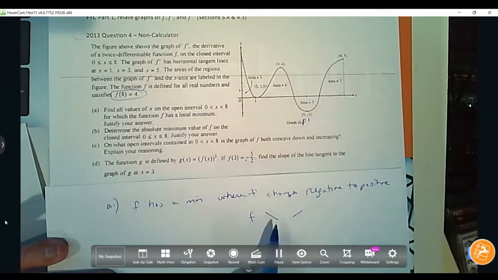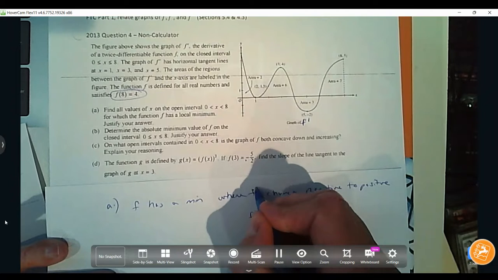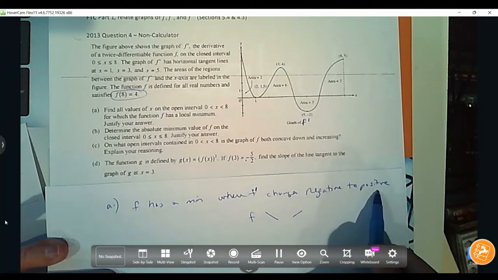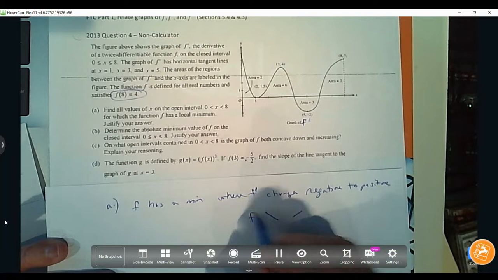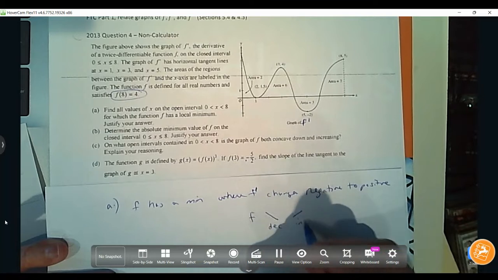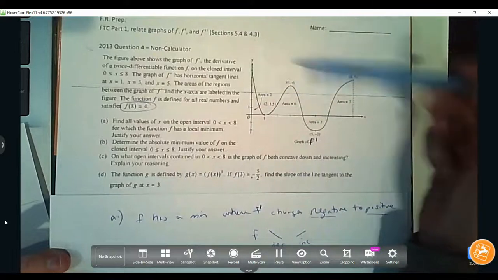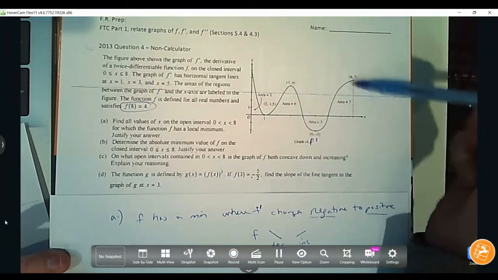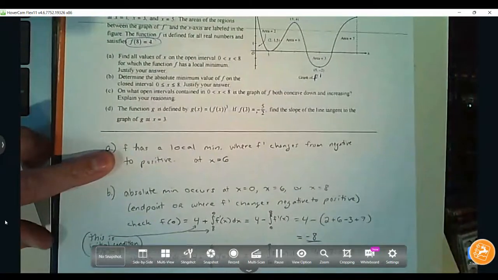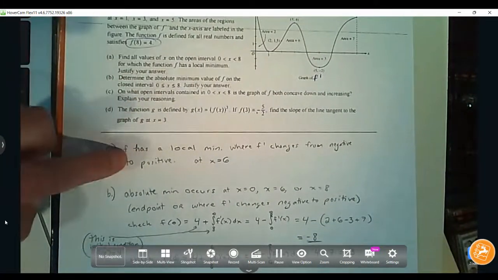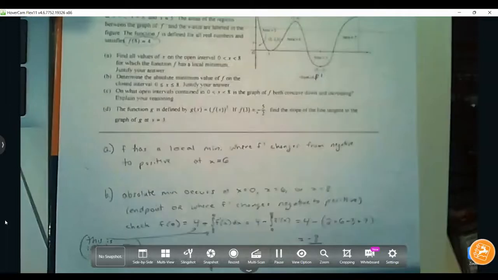Did you see what I did there, by the way? I don't memorize that, like, oh, f prime changes negative to positive as a min. I think, how does that relate to f? So when f goes from decreasing to increasing, we know there's a min. That's when f prime changes from negative to positive. So if you look at the picture, f prime is positive here, f prime is negative here, and it's positive here. So that happens right there, and that's x equals 6. So that's why that's written on your handout. And it says justify your answer, so you want to give a little explanation there.